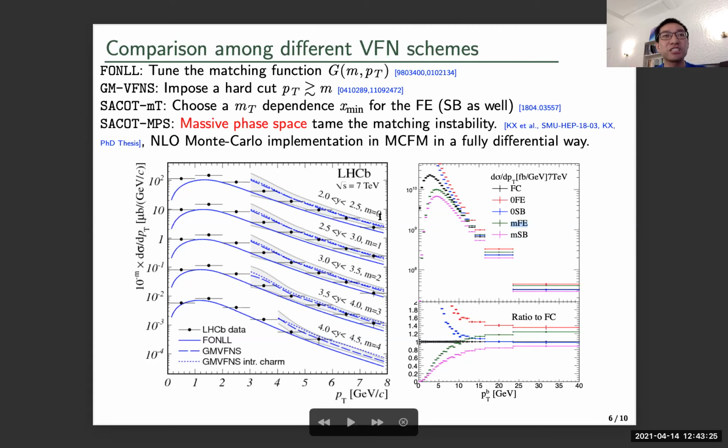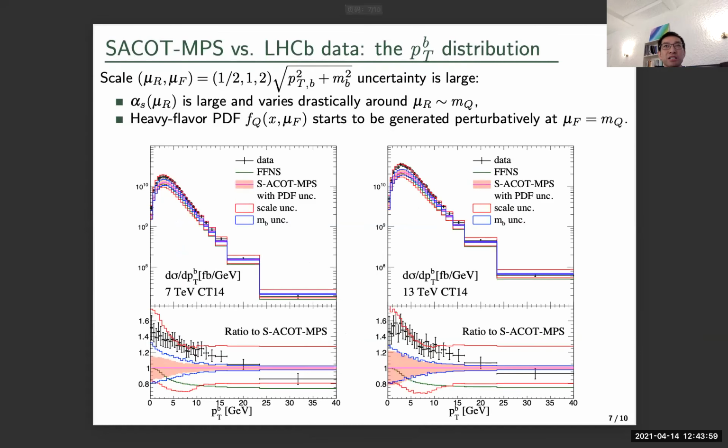But in other schemes, like FONLL, they deal with matchings with two functions, with the GM-VFNS, and force your cross section to go to 0 using these matching functions. For the GM-VFNS code, they cannot deal with this property for the PT going to 0 limit. So in this scheme, they treat it as a hard cut, requiring your transverse mass to be larger, roughly compared with your heavy flavor mass. So these are the comparisons. Then we compare our developed scheme, the SACOT-MPS scheme, with the existing data.